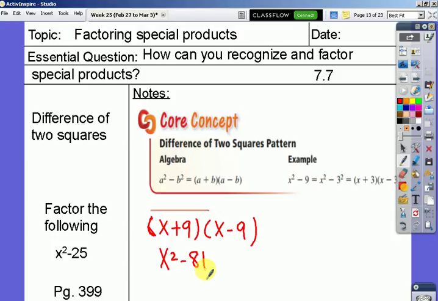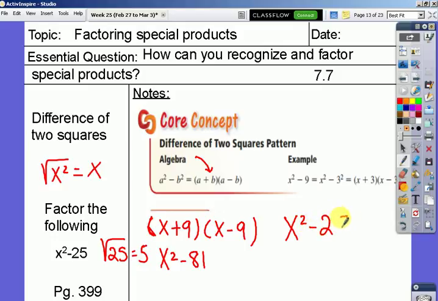So now it's just going backwards. It's saying that if we have two perfect squares, so if I have an x squared, the square root of x squared is just x, and the square root of 25 is just 5. So I have two perfect squares and I'm subtracting them, and the result is this. So we're just going backwards. For the first one, x squared minus 25, I look at that and I want to factor it.